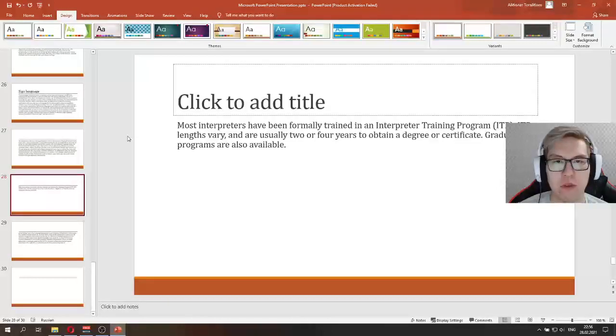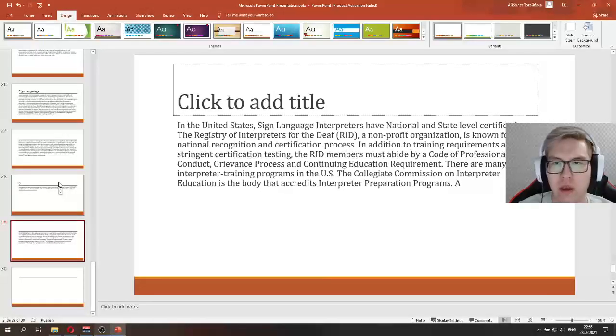Most interpreters have been formally trained in an Interpreter Training Program, or ITP. ITP lengths vary and are usually 2 or 4 years to obtain a degree or certificate. Graduate programs are also available. In the United States, sign language interpreters have national and state level certifications. The Registry of Interpreters for the Deaf, a non-profit organization, is known for its national recognition and certification process.